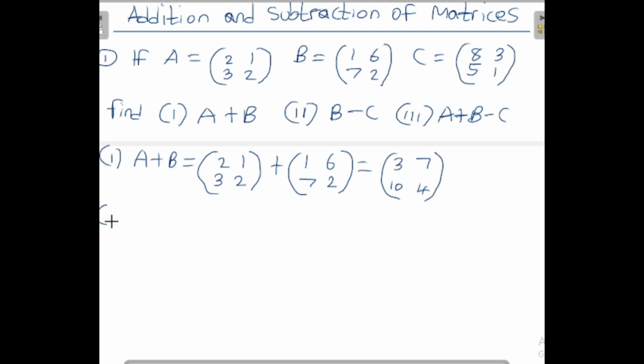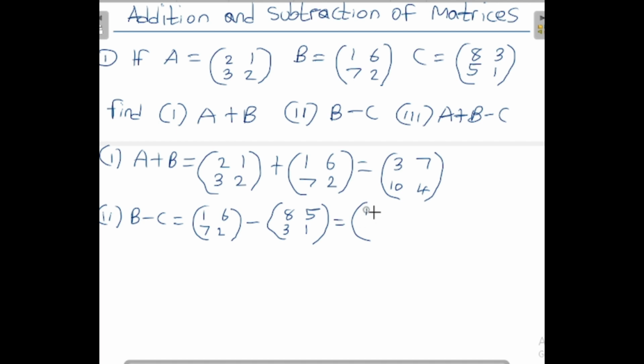Then the second question: B minus C. Let's be B, 1 6 7 2, minus C. This is my C: 8 3 5 1. We close our brackets, then we continue.